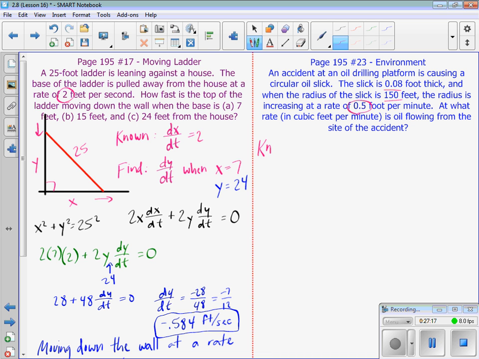I know, it seems like a lot. So let's try to organize it here. Our knowns. Okay, so we know my dr dt is 0.05. So that would be this one down here. So that's taken care of. And I know the radius is what? Whoops, I forgot to put the 0.05. So my R is 150.